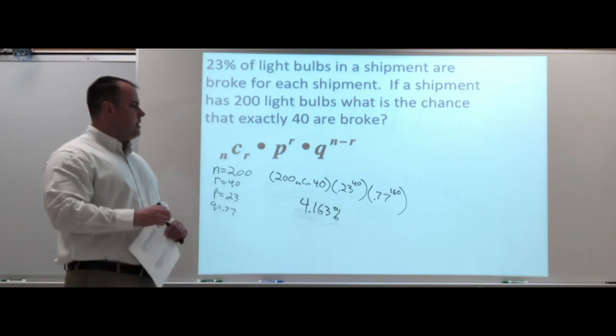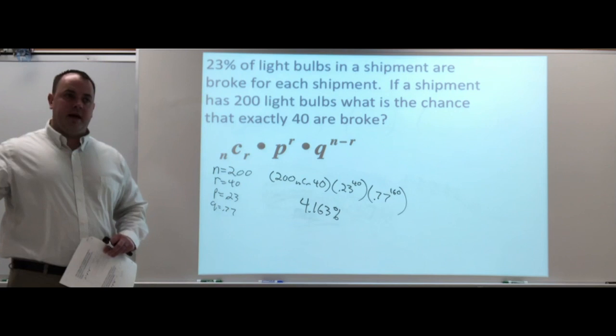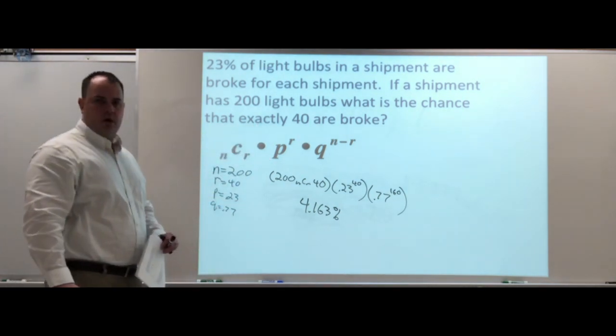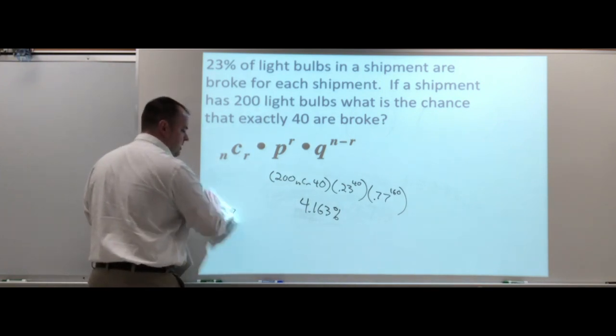So there are the two examples of the basic ones. I must point out, it says exactly 40 are broken. Okay, that exactly 40 is kind of important.